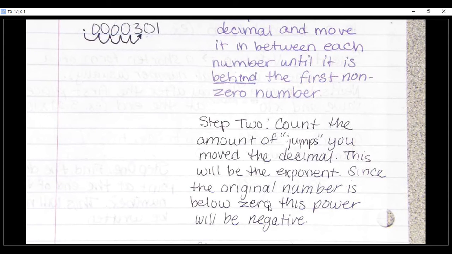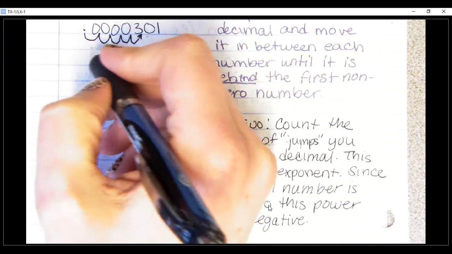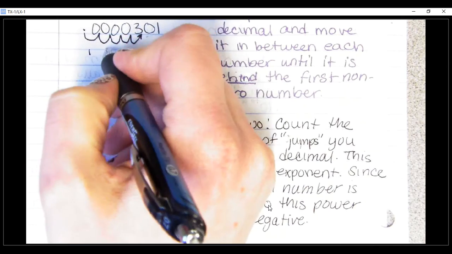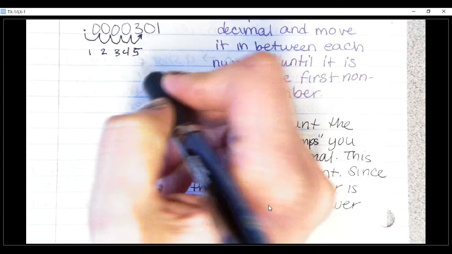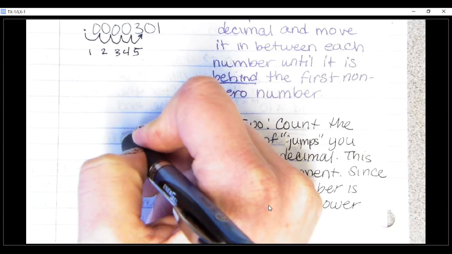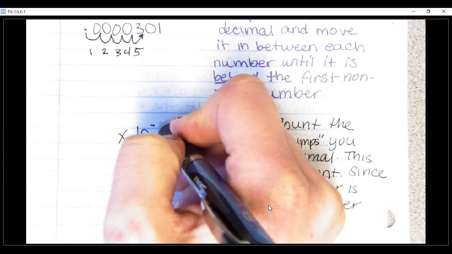So again, step 2, count the amount of jumps you move the decimal. This will be your exponent. Since the original number is below 0, this power is going to be negative. So anything with decimals, or if you're starting off with the decimal, it is going to have a negative power. And we're doing that to show that it's going to be a smaller number. So I jumped 1, 2, 3, 4, 5 times, which means that my power is going to be -5.